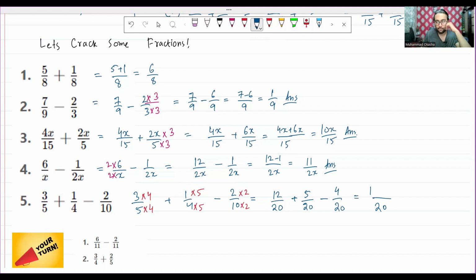I could just write all of it as 12 plus 5 minus 4. So if you remember BODMAS, right, there's no bracket, there's no order, there's no division, there's no multiplication, there is a combination between addition and subtraction. What should I do first? I should do addition first. Okay, so I'll do the addition. 12 plus 5, which is 17. Oopsie daisy. 17 minus 4 divided by 20, which is 13 divided by 20, and that is my answer.